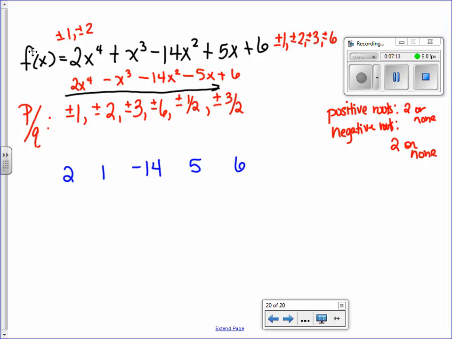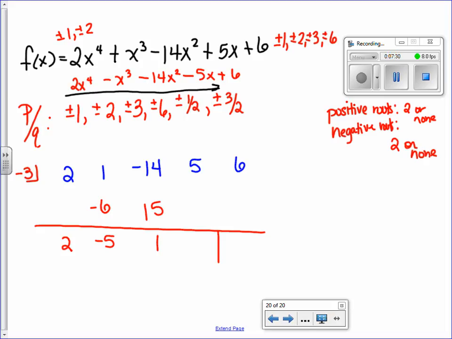Negative 3. Okay, let's see. 2, negative 6, negative 5, 15, 1, negative 3, 2, negative 6, 0. We found a root. There's one of them.